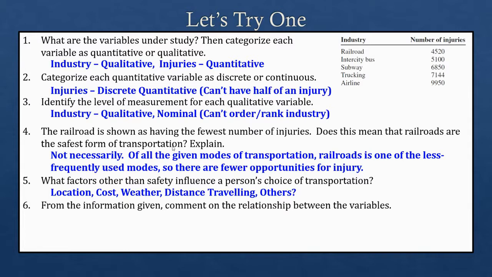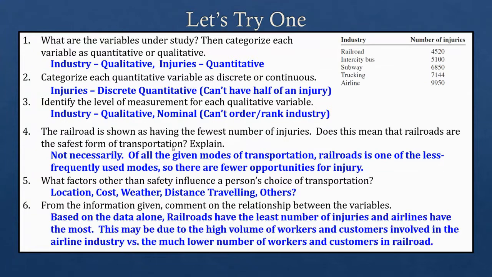Realistically, the only thing that we can comment here is, based on the data alone, railroads have the least number of injuries and airlines have the most. We can give possible reasons for why that is, but you don't want to be definitive in those statements. We don't want to say this is definitely due to this, but we can make some conjectures. So this may be due to the high volume of workers and customers involved in the airline industry versus the much lower number of workers and customers in railroad.